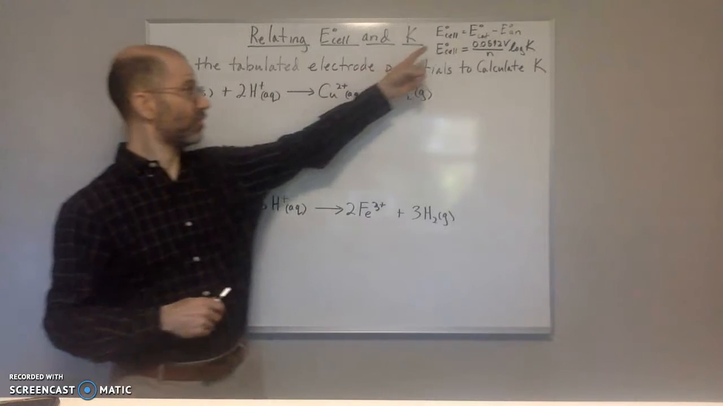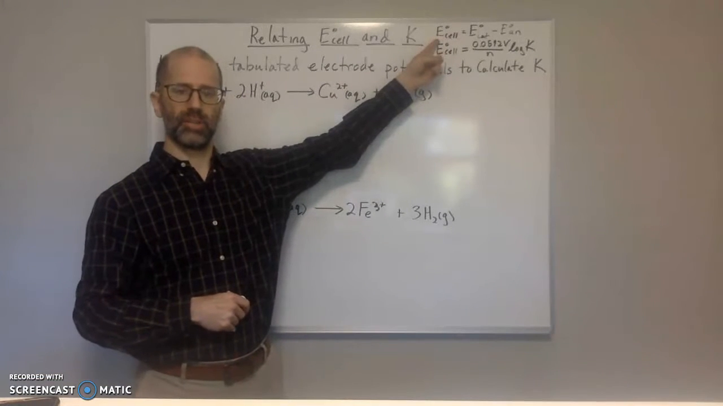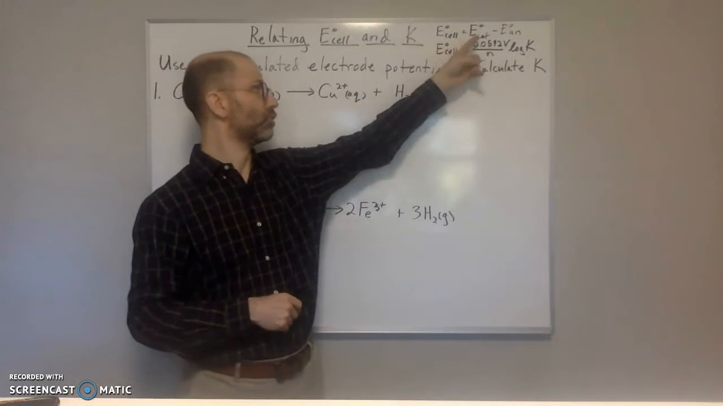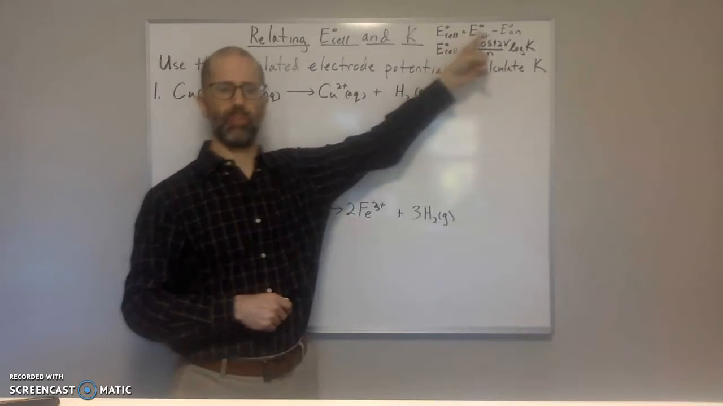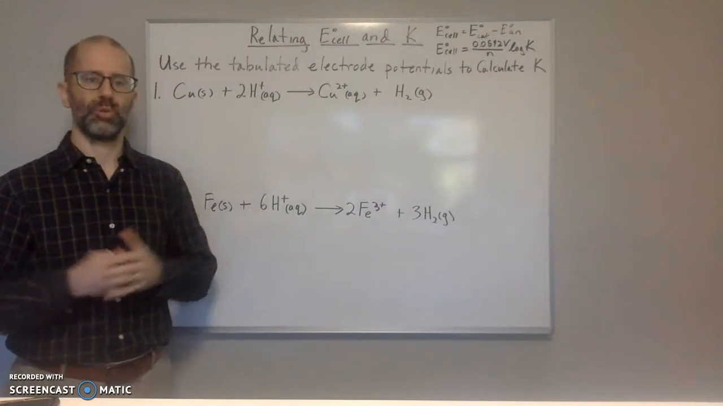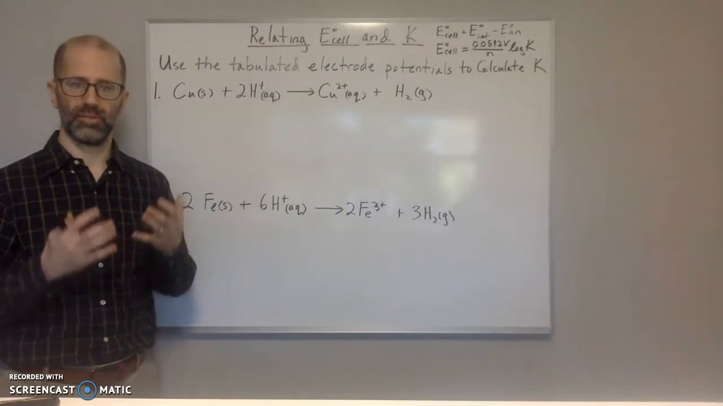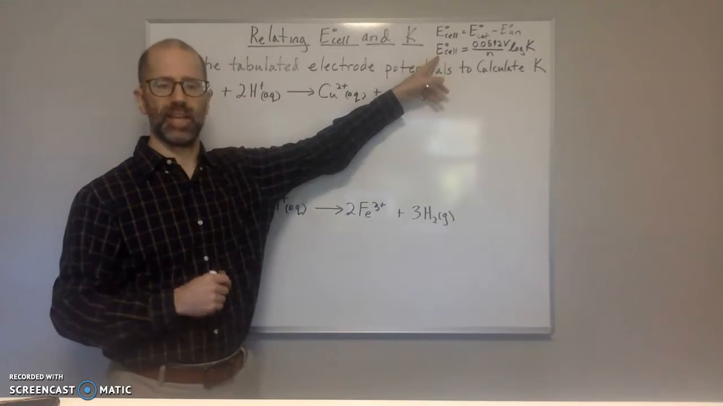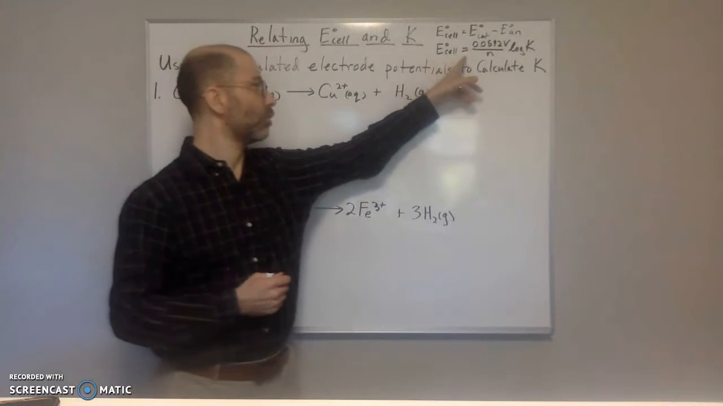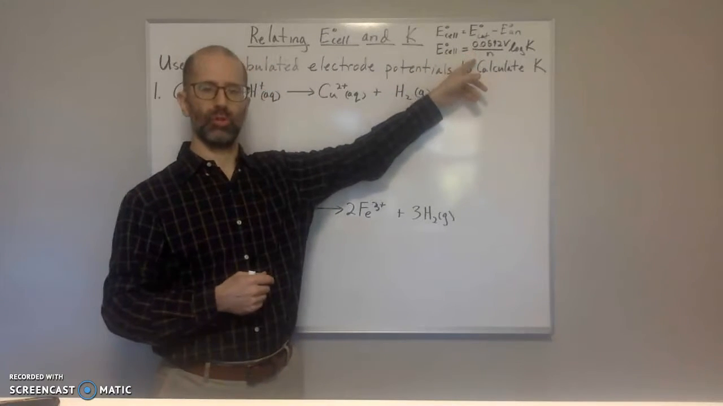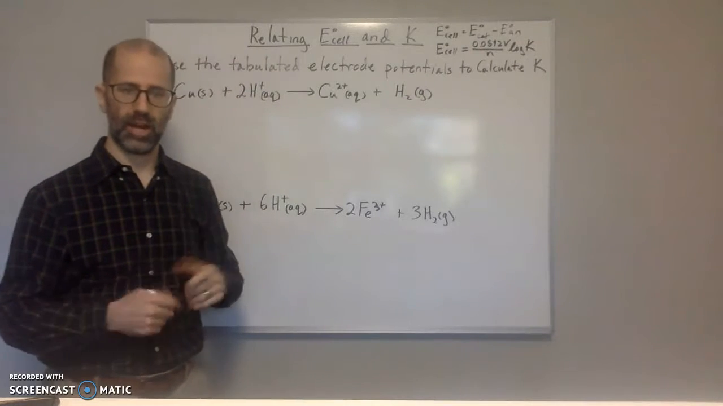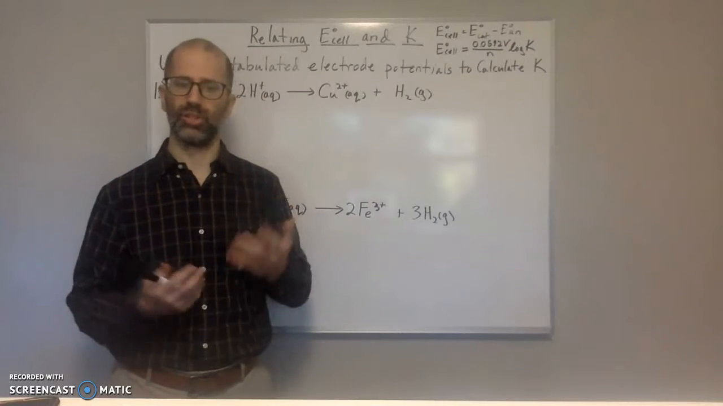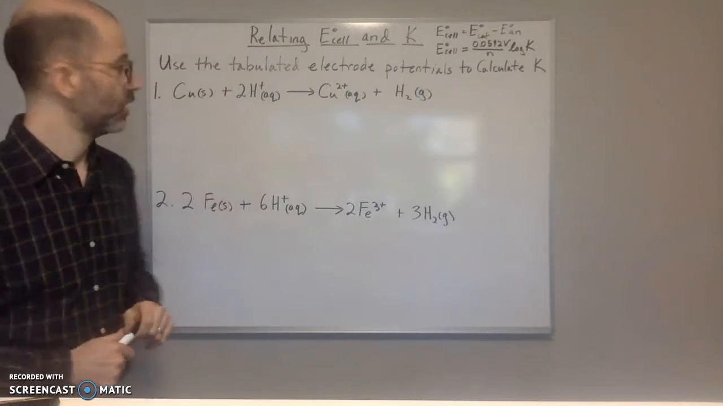We're going to use this equation up here. The standard electrochemical potential of the cell is equal to the standard electrode potential of the cathode minus that of the anode. Once we get the standard electrochemical potential of the cell, we can then use that in this equation here, where the standard electrochemical potential of the cell is equal to 0.0592 volts over the number of moles of electrons being transferred, multiplied by the log of K, and then you can solve for K. So let's get started with our first problem.